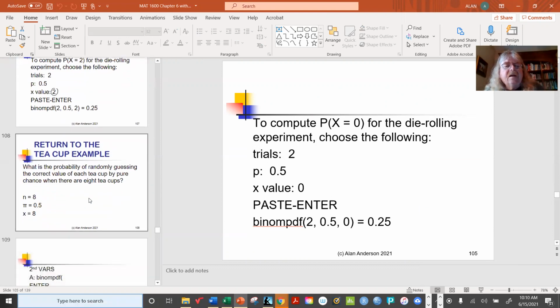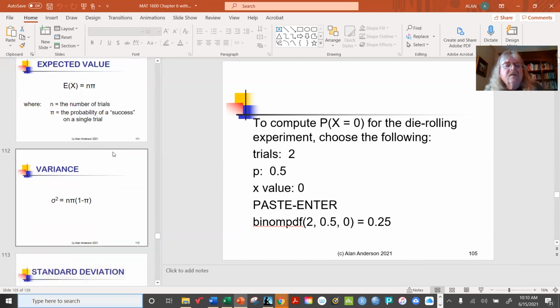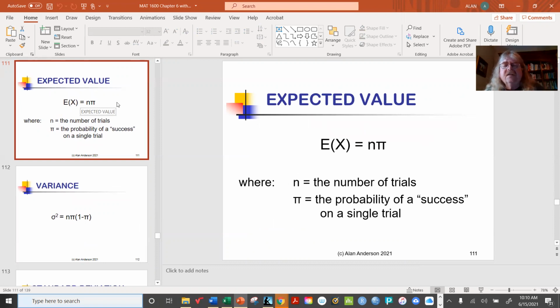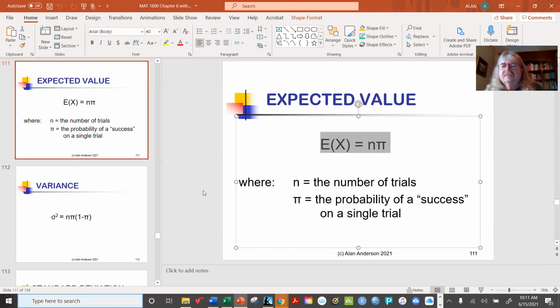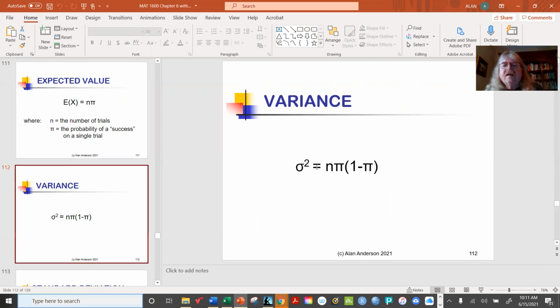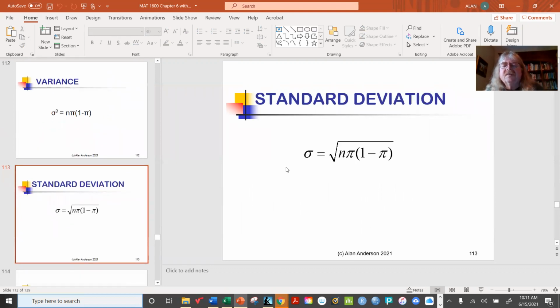Okay, so now, we also saw formulas for calculating moments of the binomial distribution, and we can see they're very simple compared to the formulas that we had earlier in chapter 5. The expected value is just n times pi. The variance is n times pi times 1 minus pi. And of course, that means that the standard deviation must be the square root of that.